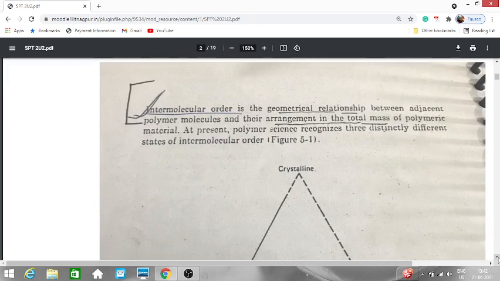Intermolecular order is the geometrical relationship between adjacent polymer molecules and their arrangement in the total mass of the polymeric material. At present, polymer science recognizes three different states of intermolecular order. So in polymer science, there are three states of intermolecular order. They are, as you know, crystalline, amorphous, and oriented.